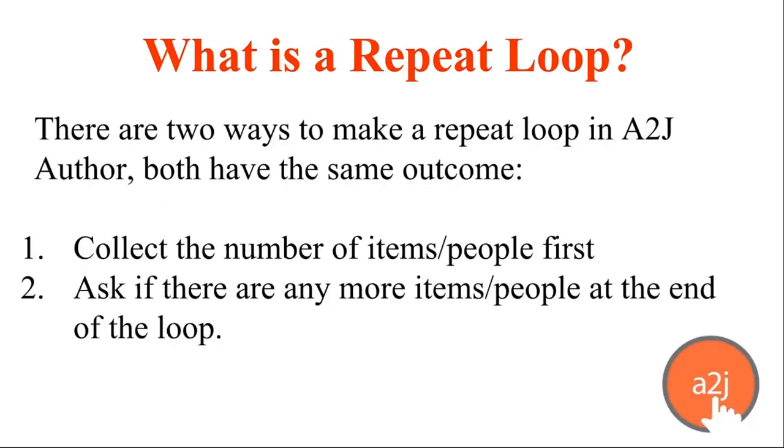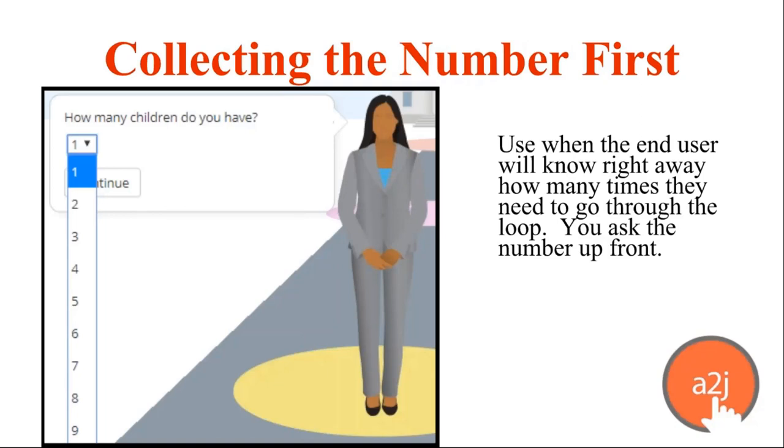There are two ways in A2J Author to do repeat loops, and both have the same outcome, but they have a different front-end interaction with the end user. So the first way we're going to talk about is collecting the number of items or the number of people, the number of times the end user has to go through the loop, first. You ask them up front for that number. The second way is to ask if there are any more items or people at the end of the question series of loops. And when I get to each one of these, I'll talk about the best case for where to use them. So the first way is collecting the number up front.